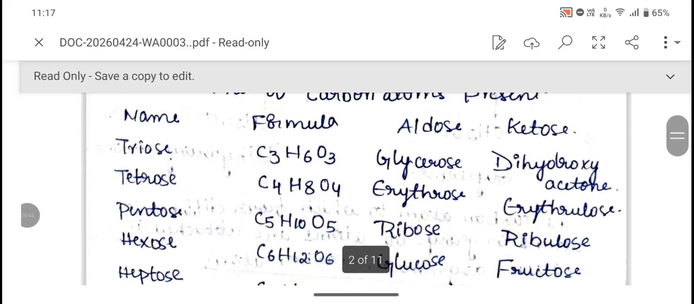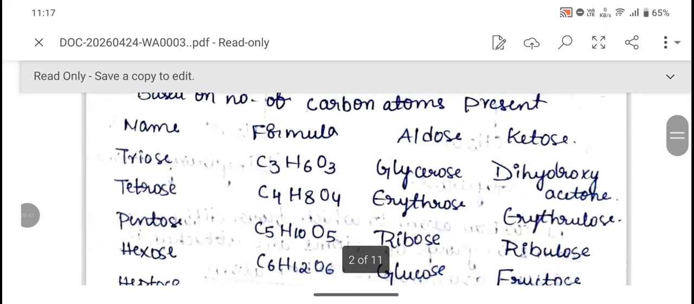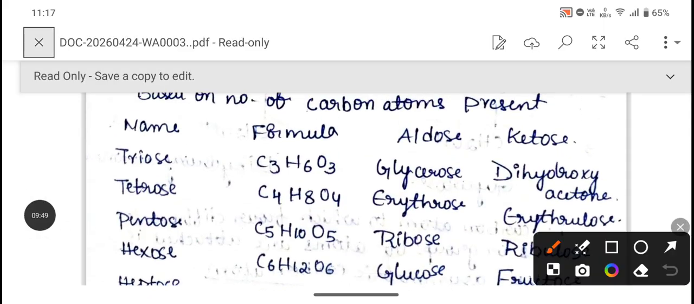So for better understanding, here is the classification. If the monosaccharides are trioses, the formula will be C3H6O3. You can remember it like this: C3, tri stands for 3, right? So 3 carbons are present. When you double the 3, 6 hydrogens will be present, and the oxygen atoms will be the same as carbon atoms. So 3 oxygen atoms will be present in the structure.